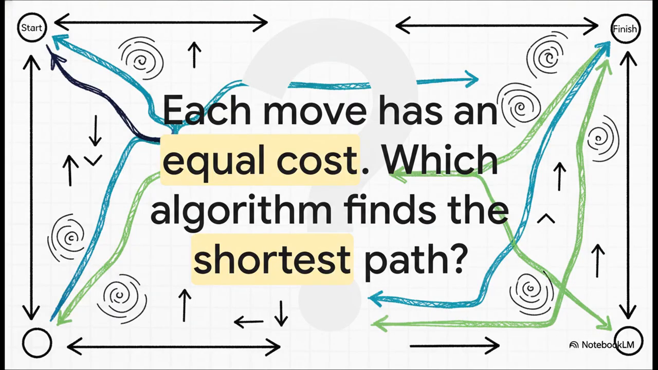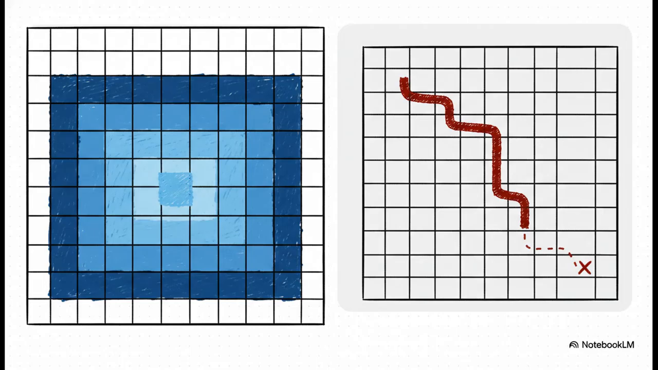So this brings up the big question, right? Every single step we take costs exactly the same. It's just one move. With that in mind, what's the best algorithm to guarantee we find the shortest path and not just some random longer path? And the answer, hands down, is breadth first search, or BFS.